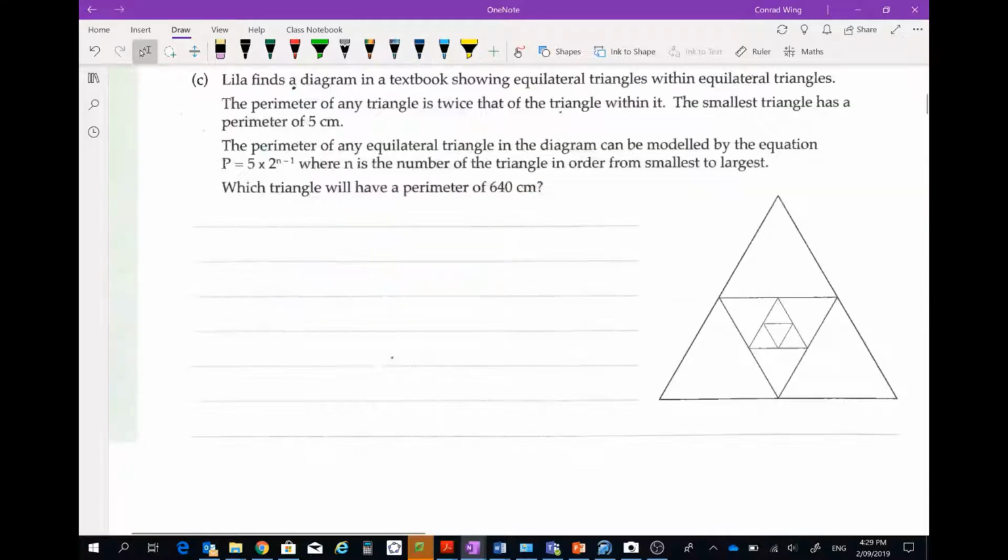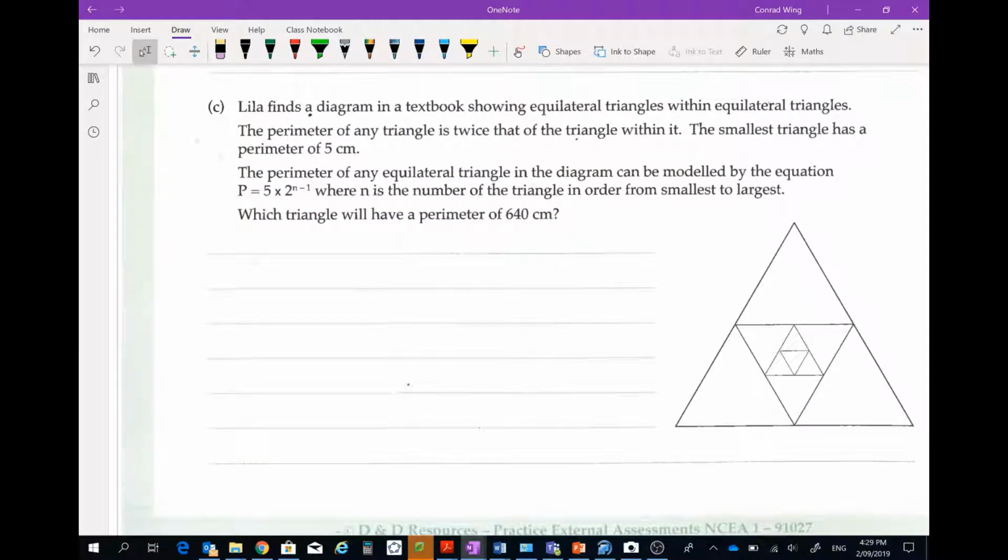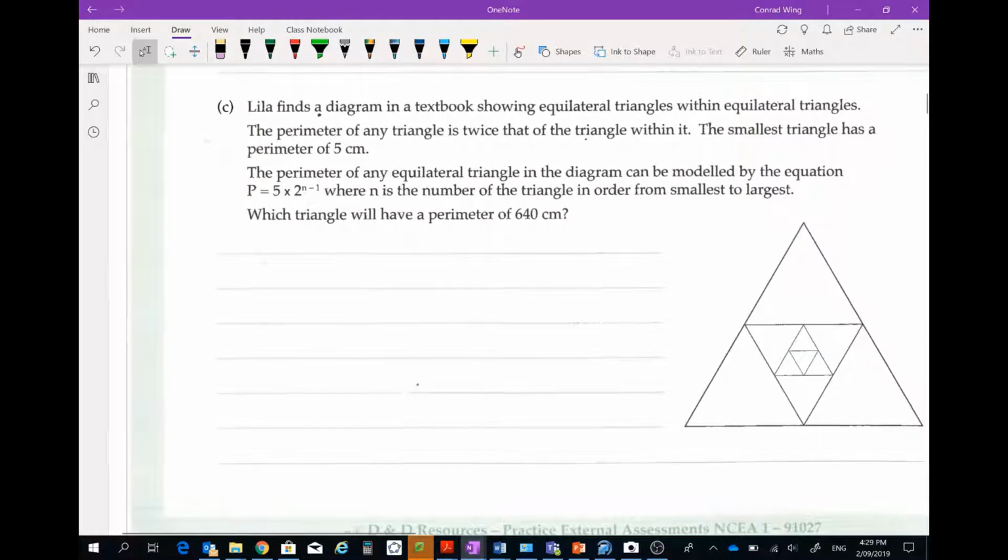Right, let's turn to question C. It says that the perimeter of the smallest triangle, that's this one, is equal to 5 centimeters. So we can tabulate that if you like. When you only have one small triangle, the perimeter is 5. When you have two small triangles as your base, then they're saying the perimeter, according to this formula, is 5 times 2 to the power of n minus 1. So this is 5 times 2 to the power of 1, which is 10.